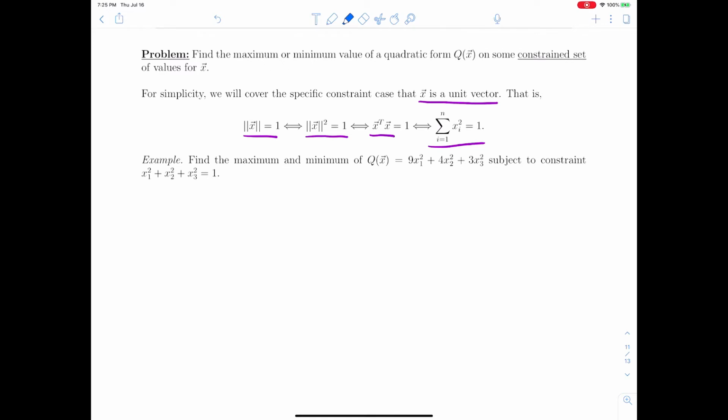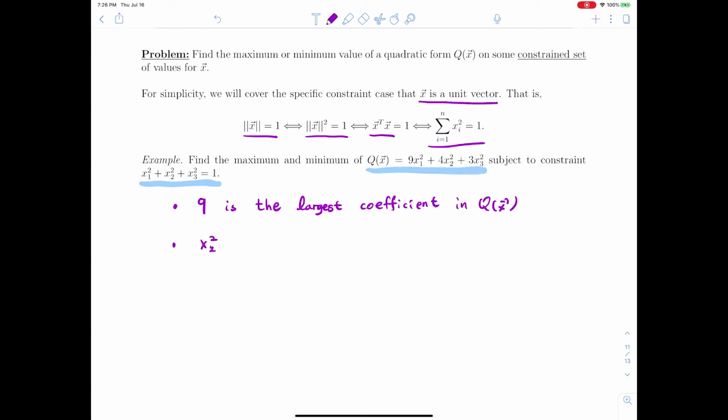So let us find the maximum and minimum value of the quadratic form given by 9x1 squared plus 4x2 squared plus 3x3 squared, under the constraint x1 squared plus x2 squared plus x3 squared equals 1. One thing you can observe is that 9 is the largest coefficient in Q of x. Also, x2 squared and x3 squared are all positive because they are squares. So 4x2 squared is less than or equal to 9x2 squared, and 3x3 squared is less than or equal to 9x3 squared.